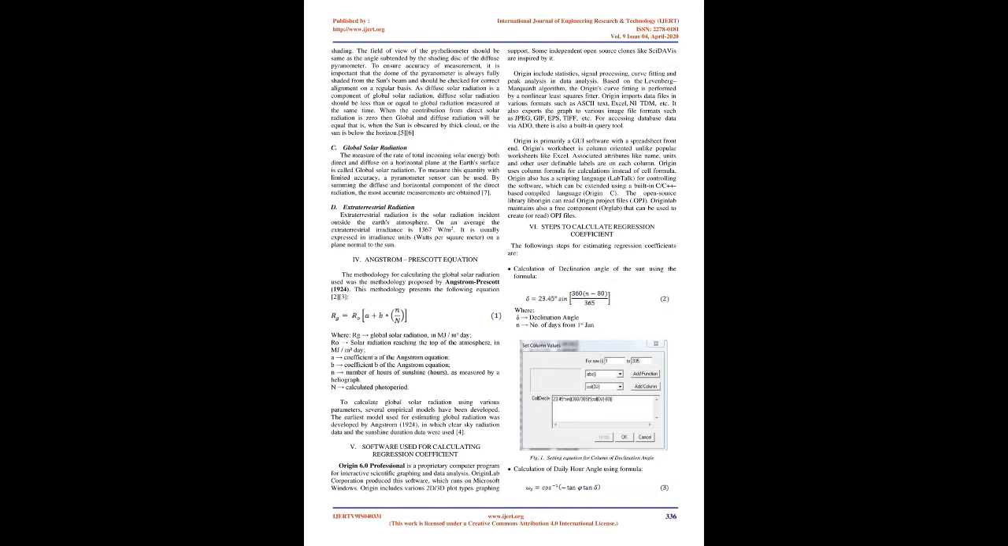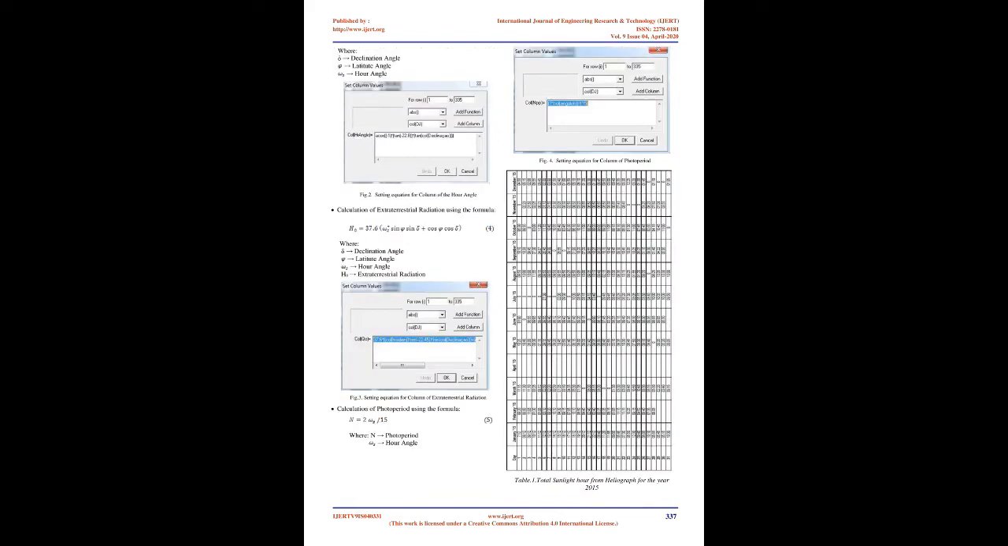As diffuse solar radiation is a component of global solar radiation, diffuse solar radiation should be less than or equal to global radiation measured at the same time. When the contribution from direct solar radiation is zero, then global and diffuse radiation will be equal, that is, when the Sun is obscured by thick cloud, or the Sun is below the horizon. 5-6.